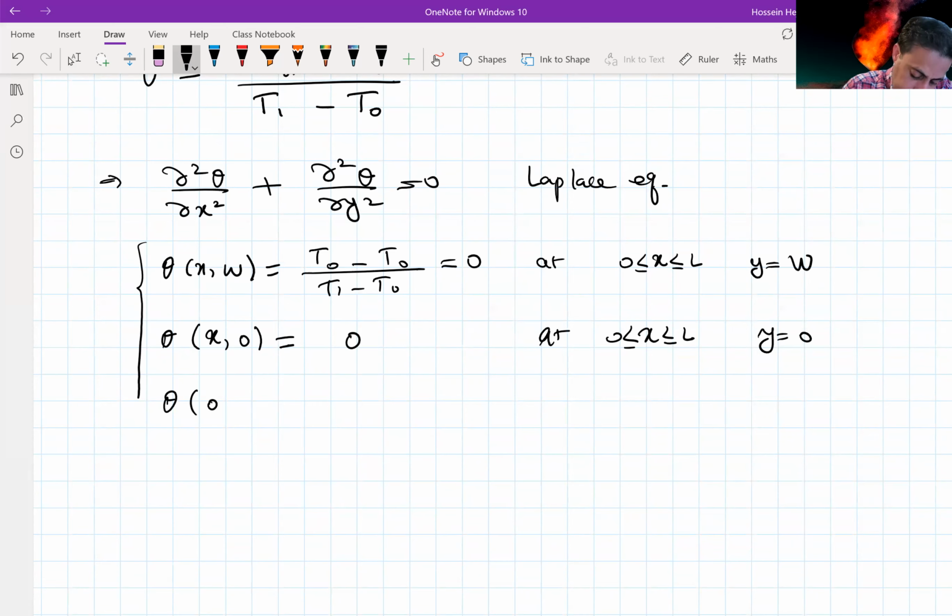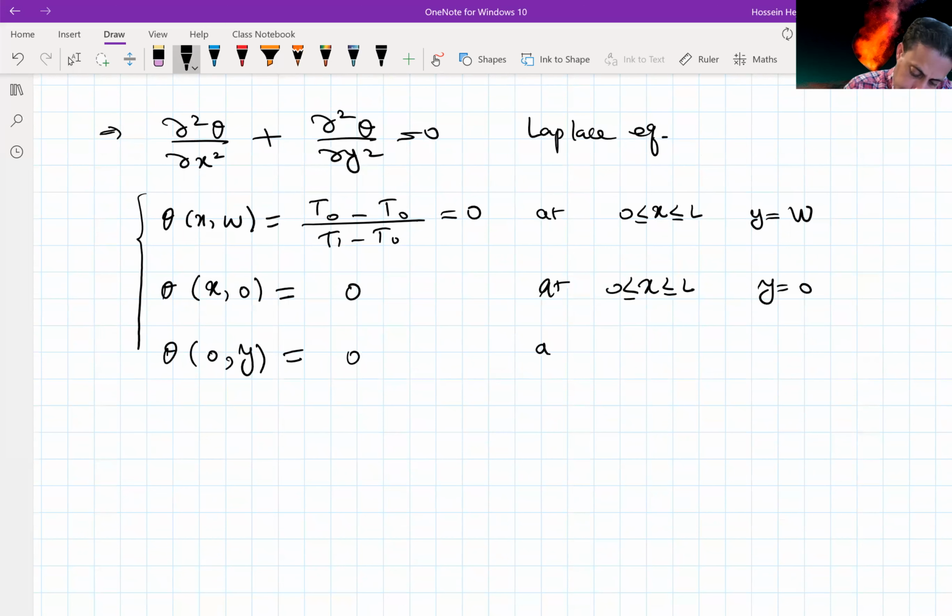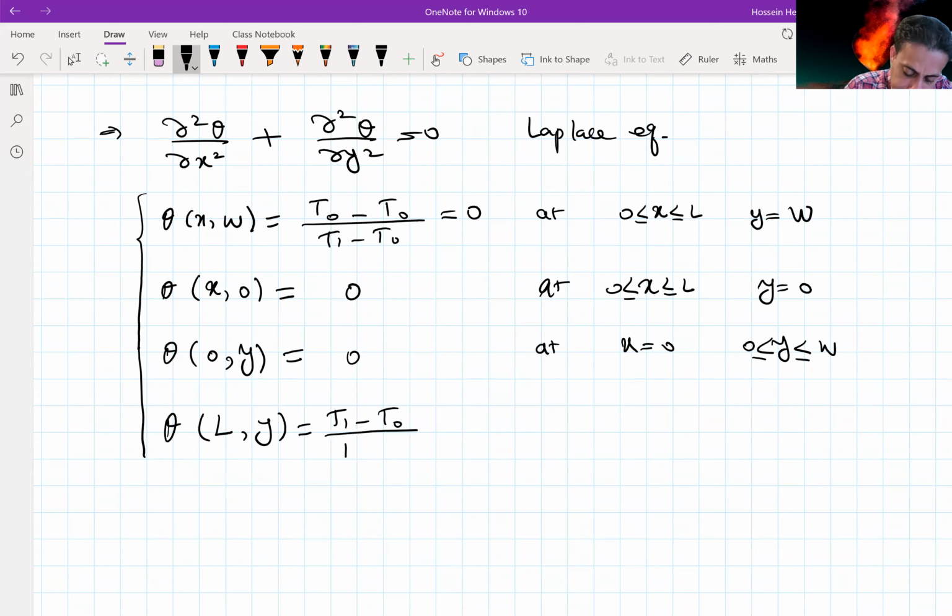Theta of x is 0 and when x is 0, at any y, theta is going to be again 0. Then at y equal to 0 to W and 0. The last one is theta of L and y, which is going to be T1, the temperature T1. T1 minus T0 is 1 at x equal to L, y between W and 0. So these are the 4 boundary conditions that we need.